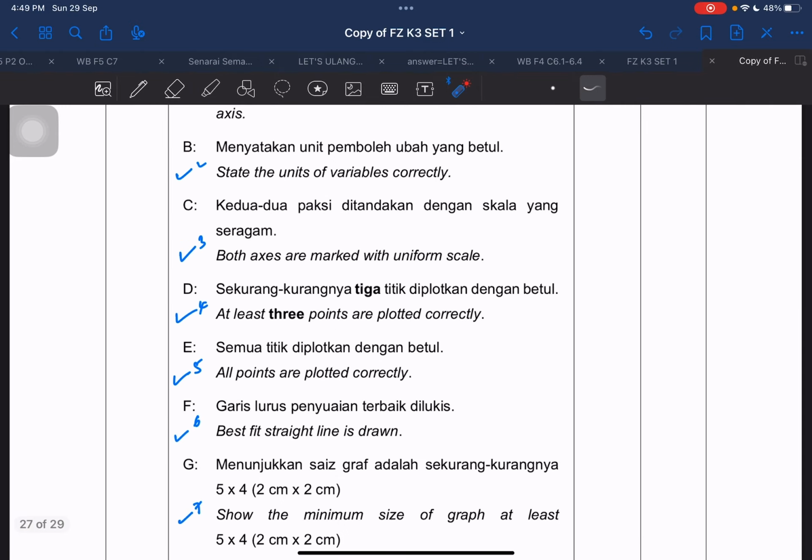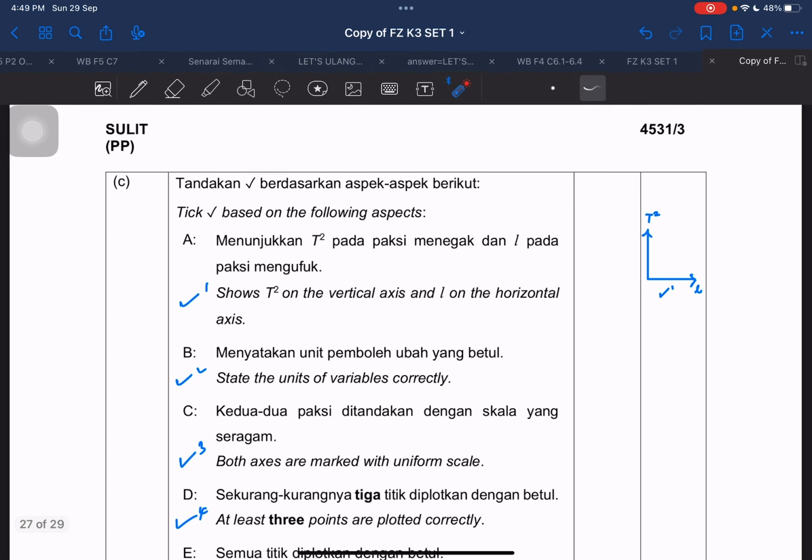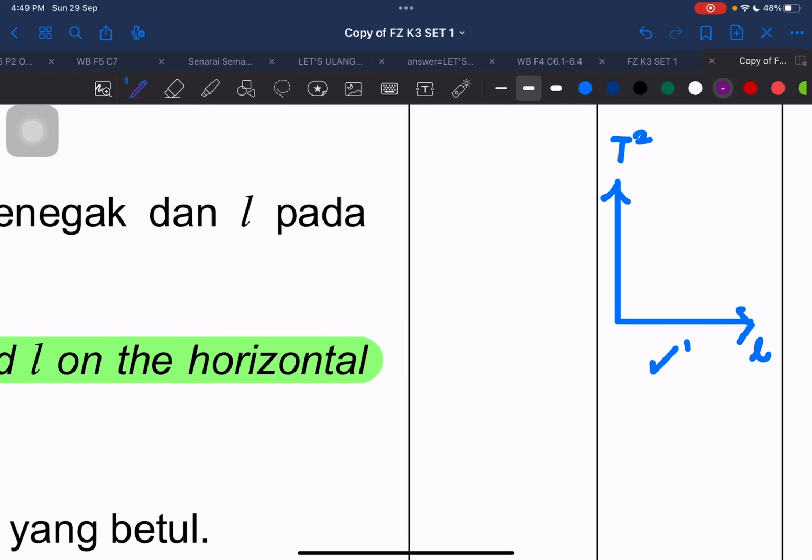But let's say you add in the unit. State the unit. T square on the vertical and L on the horizontal is the first tick. Unit means that you add in here seconds square, here centimeter. That is the second mark.